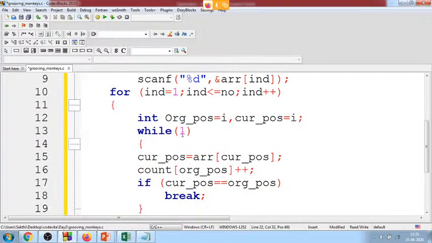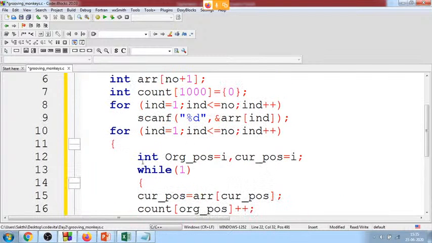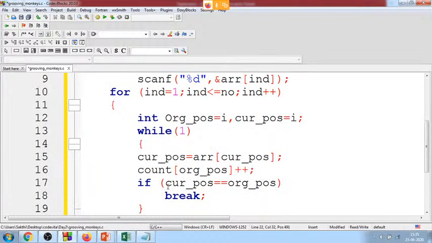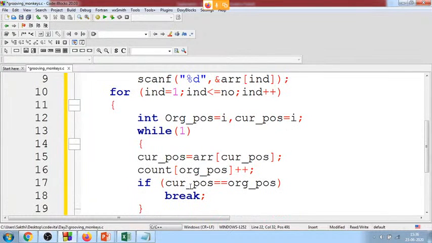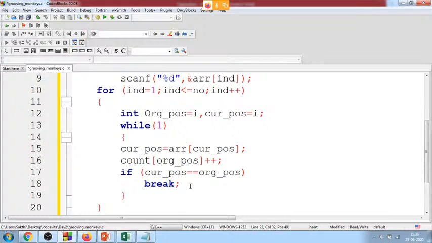We have declared one for loop and we have two variables. We are initializing the original position and the current position. In this loop we check, and if both positions are the same, we break. It is a simple manipulation we did here, nothing complex. Now we will execute it and show you what happens.